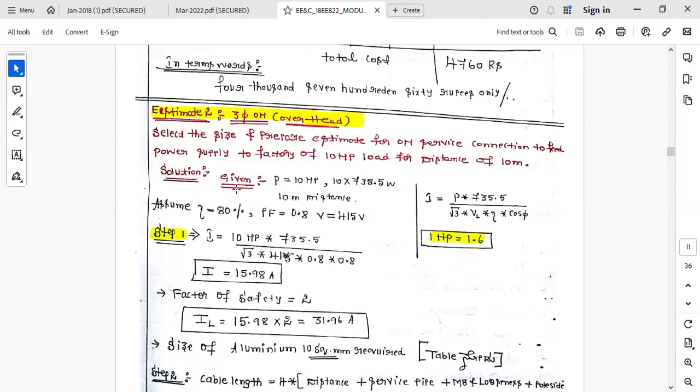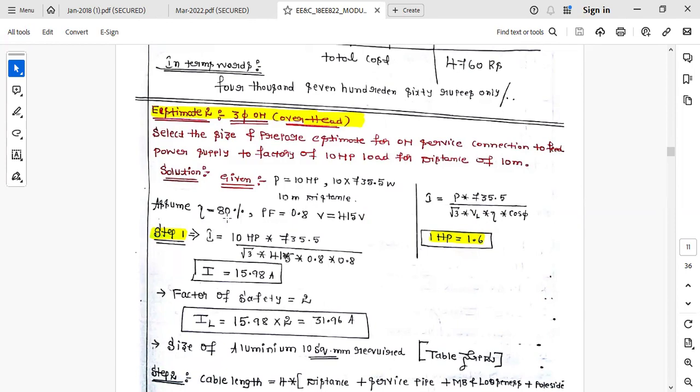Let's take out the given parameters. What are the given parameters? Power is equal to 10 HP. We need to convert from HP to watts. We need to multiply 10 into 735.5. Here there is one formula: I is equal to P into 735.5 divided by root 3 into VL into eta into cos phi. Obviously, we need to assume eta and power factor.